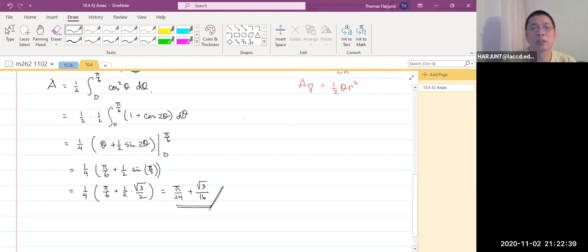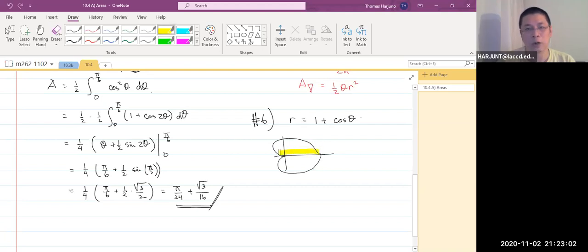How about number 6? They tell us that r equals 1 plus cosine theta, and we want the angle from the graph. The graph looks like this. It's a cardioid. But what you need is only the ones in quadrant 1 and quadrant 2. So from there we see that the angle goes from theta equals 0 to theta equals pi, right?